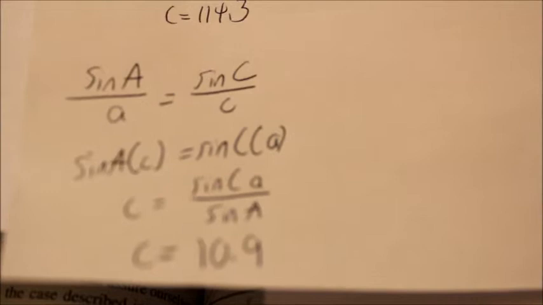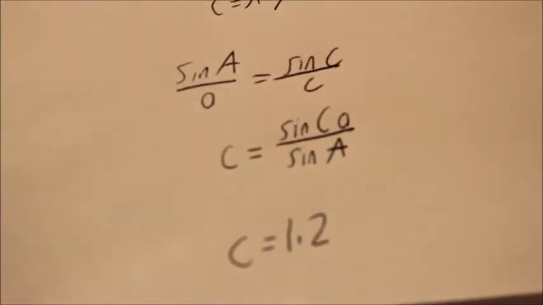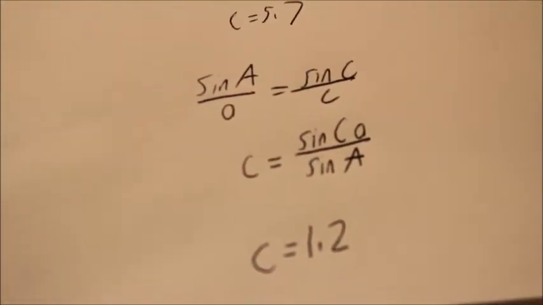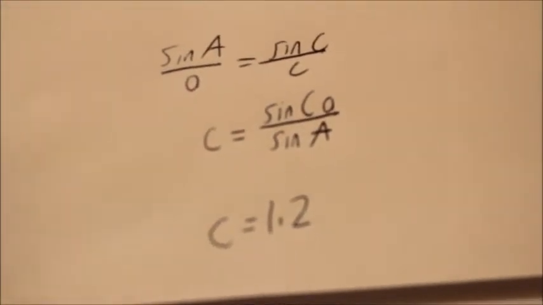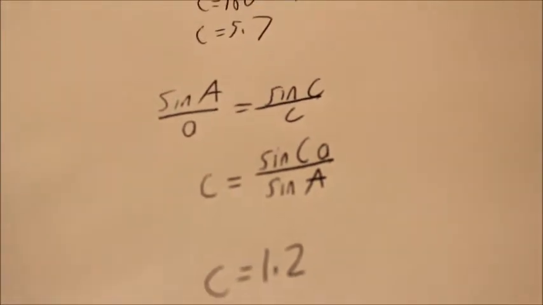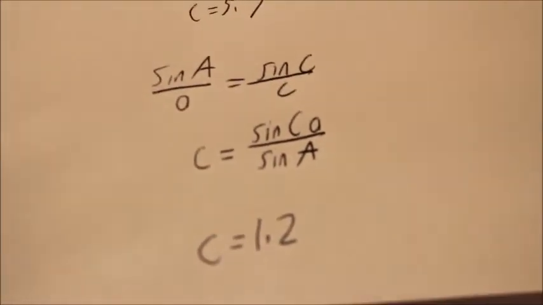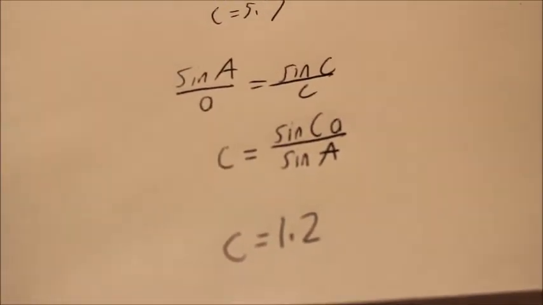After your calculations, here are the two values you should receive. 10.9 is C for the left triangle, and 1.2 is C for the right triangle. Notice how great of a difference these two are, which shows just how important it is to make sure that you are using the right law of sines and values for the correct triangle.